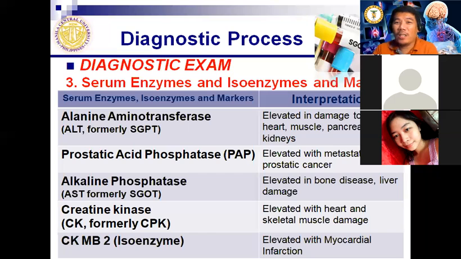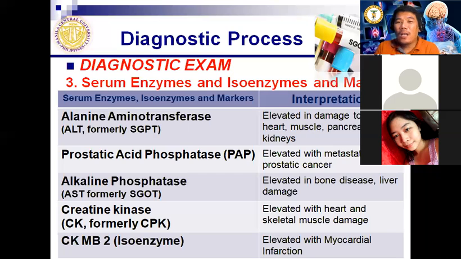Number two, it is already metastatic or metastasized. Next, we have alkaline phosphatase. Alkaline phosphatase or AST as before, SGOT. SGPT and SGOT are connected with each other. They are usually being ordered together to test liver damage. Okay? So we have already two, SGPT, SGOT or alanine aminotransferase and alkaline phosphatase for liver. And this could be elevated in bone disease also.